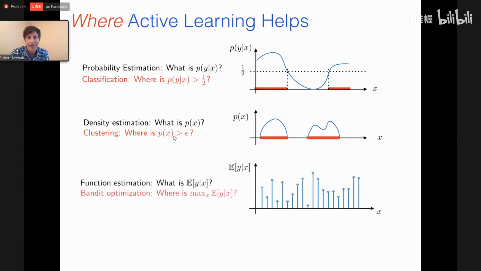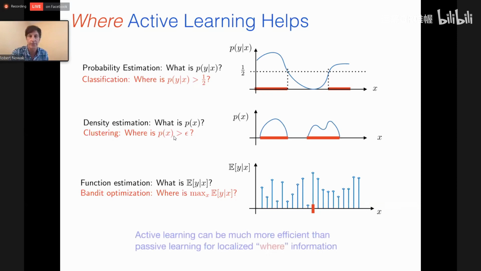And then another example, just to wrap up, is function estimation. What's the conditional expectation of Y given X? Well, we don't often need to know the entire conditional expectation function. In bandit optimization problems, for example, all we're interested in is where does that function achieve a max? Okay, so it would be just this point here. And so that's another example of a very localized thing. We're trying to localize the max of a function rather than learning the entire function.